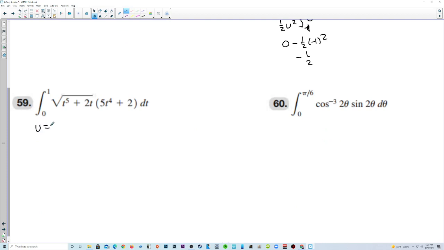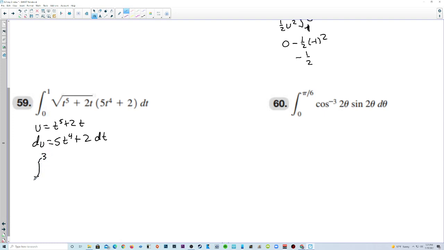Let's let u equal t to the 5th plus 2t. And du is equal to 5t to the 4th plus 2, which is exactly this, dt. So now, if we change the x's to u's, if we plug 1 in, we get 1 plus 2 is 3. So we're integrating to 3.